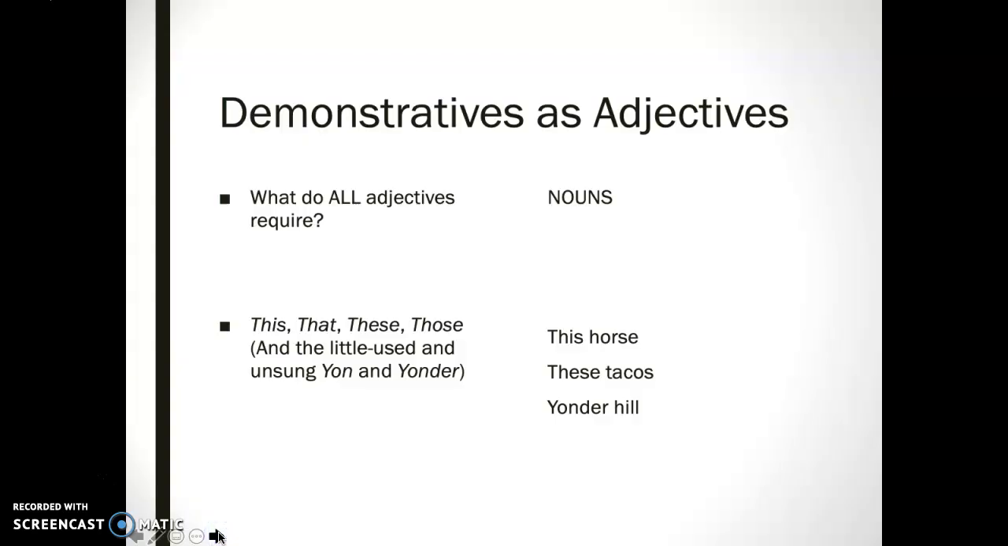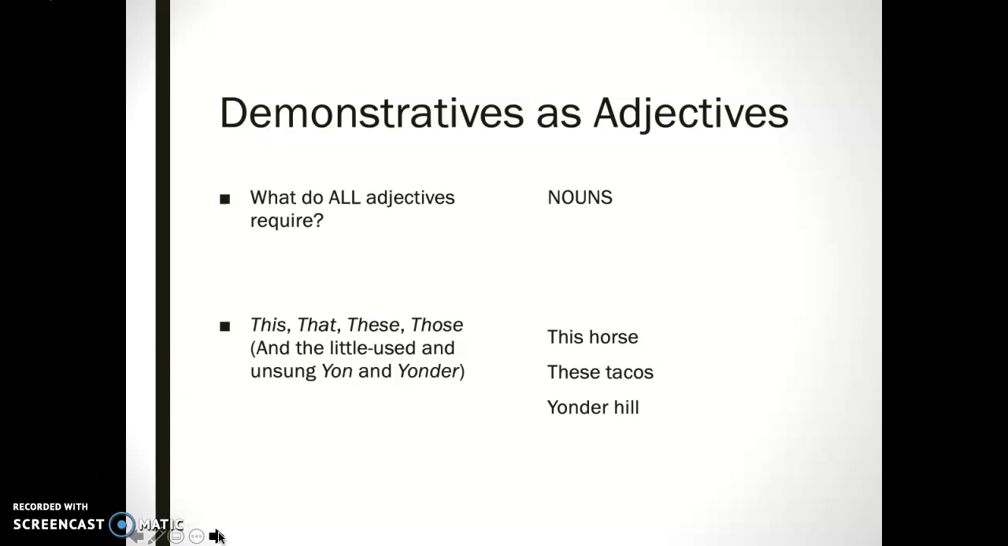The problem is that demonstratives can function as adjectives and as pronouns. Adjectives all require nouns, and pronouns actually stand in for nouns. And because these words are so interchangeable, words like this, that, these, and those, and my favorites, yon and yonder, which we don't use very often anymore, these words, see what I did there? These words, that is a demonstrative in front of a noun. These is the adjective, and words tells us what we are modifying there.